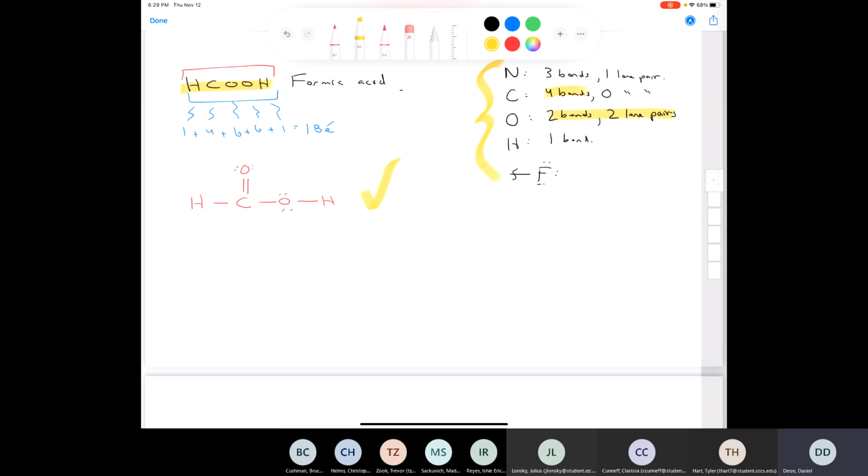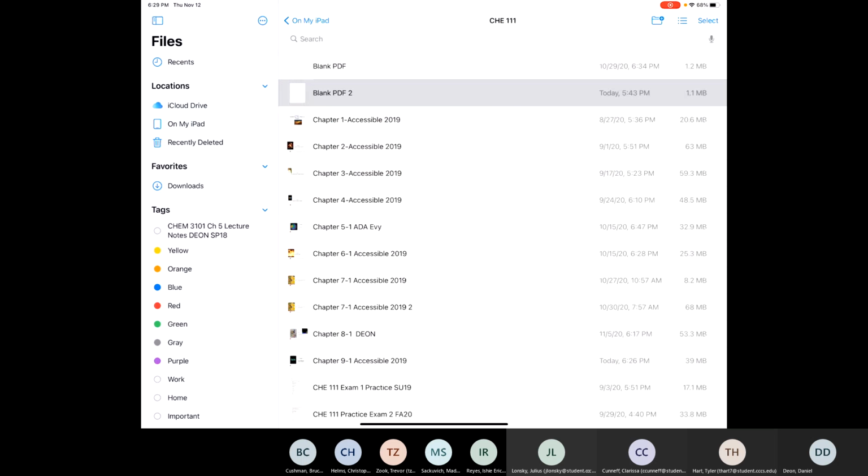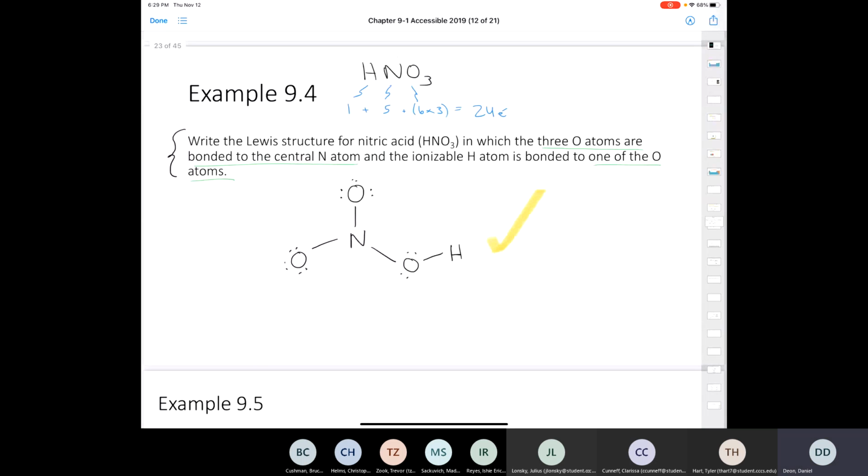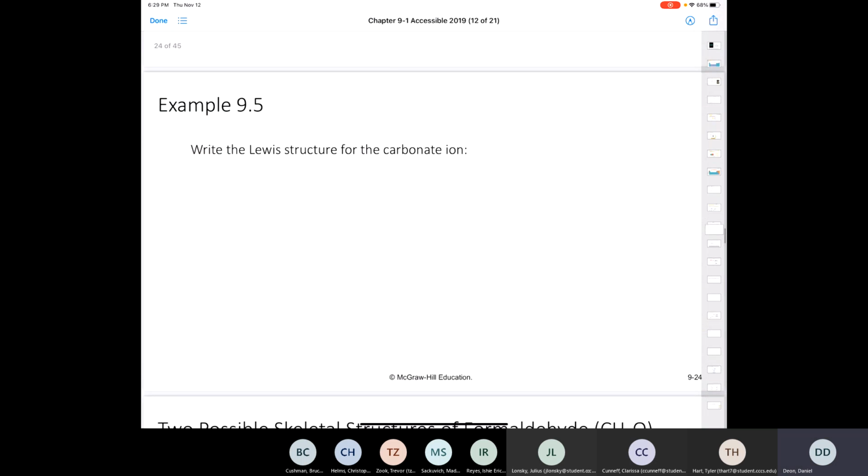Let's try another one. It says here, write the Lewis structure for the carbonate ion. We spent a lot of time looking at polyatomic ions this semester, so you should know that carbonate is CO3 2-. How many total valence electrons are there in carbonate?